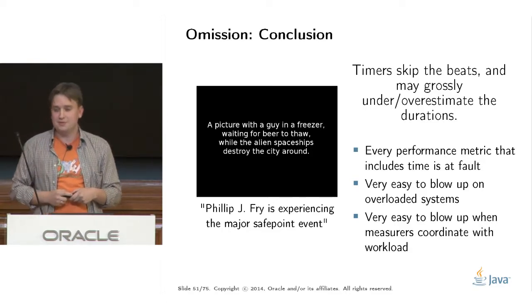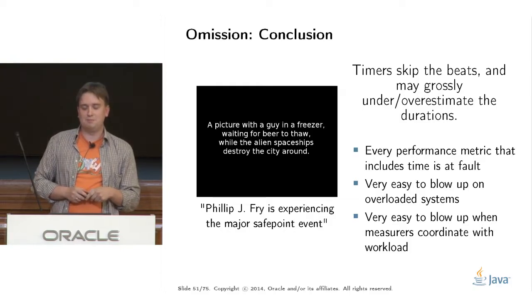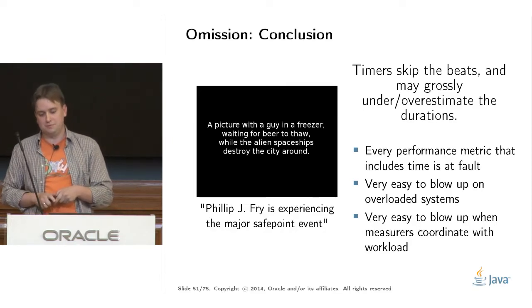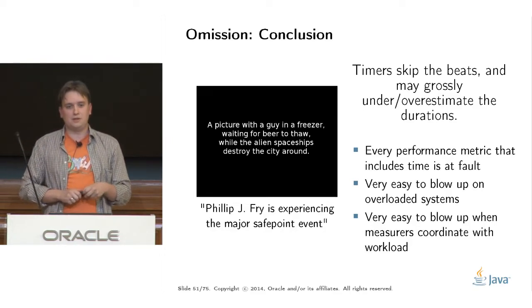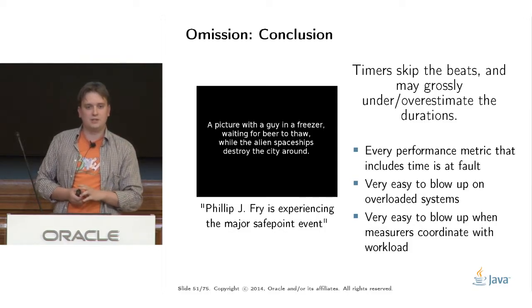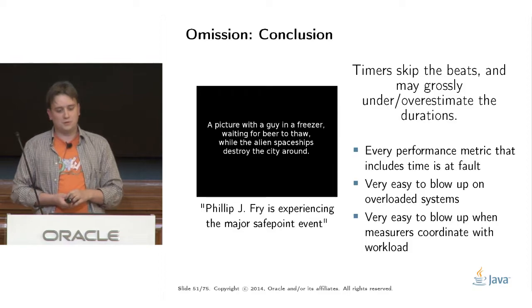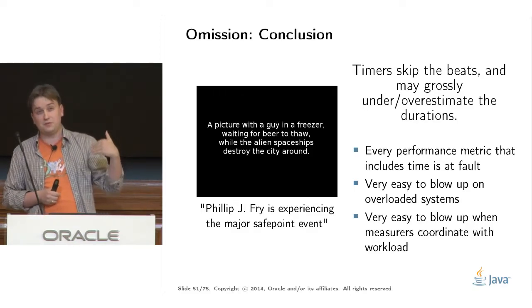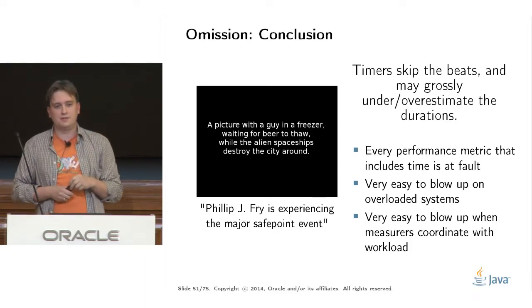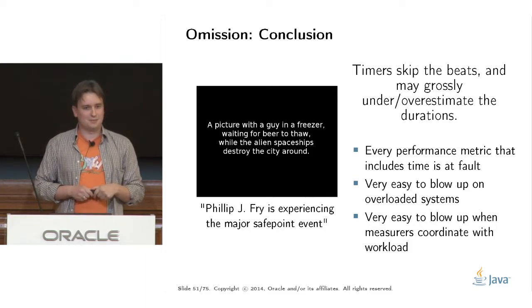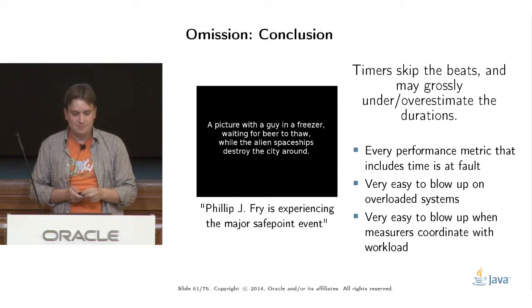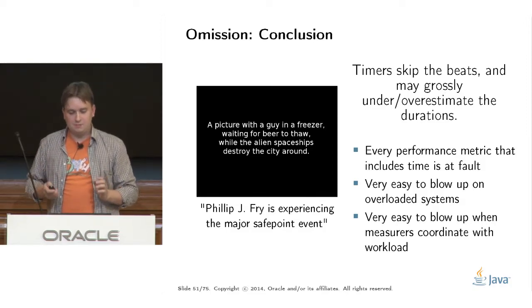the measured durations. And every performance metric that we have that depends on time, whether it's latency or throughput, is at fault. It's very easy to blow up on overloaded systems because we can have these unaccounted events in the thread lifecycle. It's very easy to blow up when your measurers coordinate with the workload, meaning they are waiting to submit another chunk of work until the previous chunk of work returns. Gil has a very nice multi-series rant about this called coordinated omission. So go read Gil for this. Okay? It's bad.